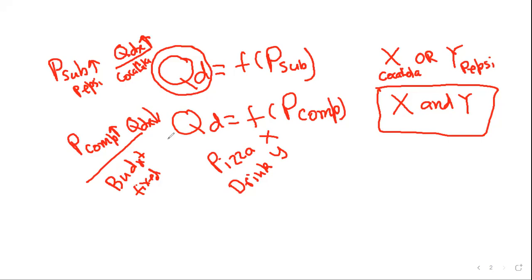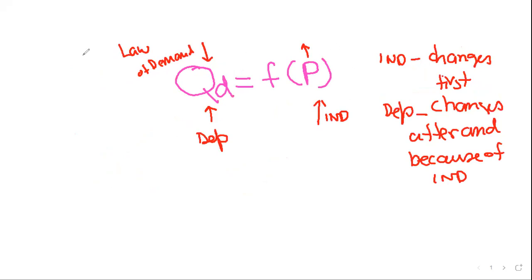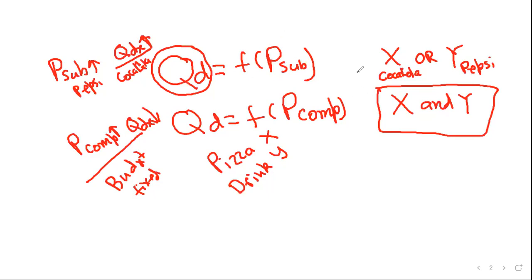Okay, so what is our independent variable? Over here, the independent variable was price, and we say that there's always a negative relationship. If one increases, the other one decreases. But if the independent variable is substitutes, then they move in the same direction. If the independent variable is a complement, they move in different directions.